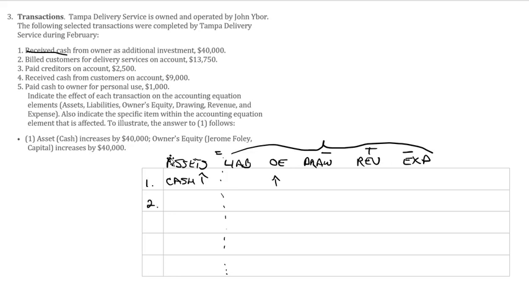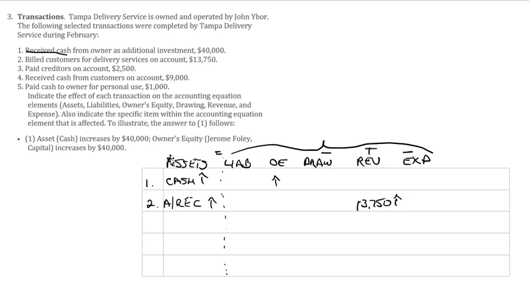And then for number 2, we bill customers for delivery services on account. We bill them, which means we're going to have an account receivable. In other words, a promise to pay us, so accounts receivable will increase. And for services on account, that means that we've earned $13,750 in revenue, and that would be an increase in revenue. After the next chapter, all of this will be a whole lot clearer. Right now, I know it's pretty new.